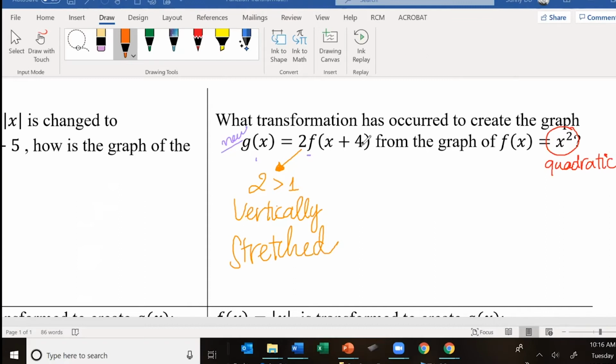Then we don't have anything in the back, but we have something in the middle of the function. We have parentheses x plus 4. In this case, it's going to move your graph to the left 4 units. All right, so that's it. We just described the new function, how it looks, okay?